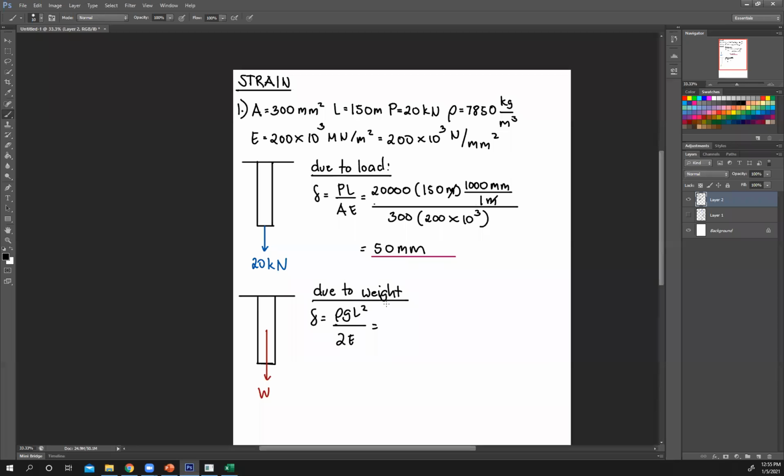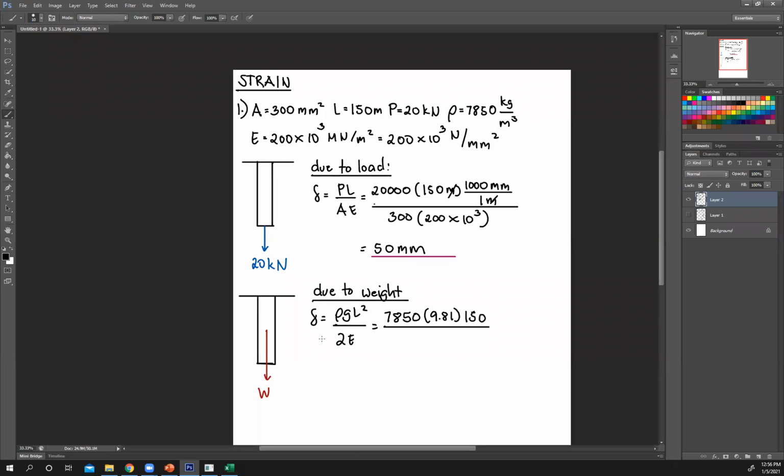Rho is 7850 kilogram per meter cubed. I don't want to convert back to millimeters yet, so let's just do everything in meters, then millimeters at the end. Gravity is 9.81 meters per second squared, so it's still consistent. Length is 150, again in meters, so no need to convert.